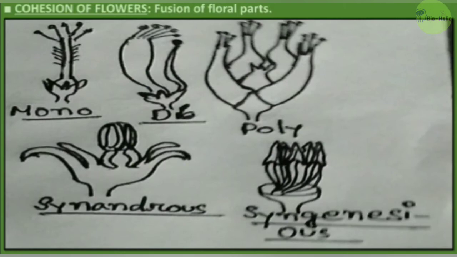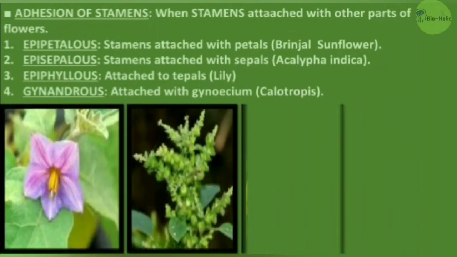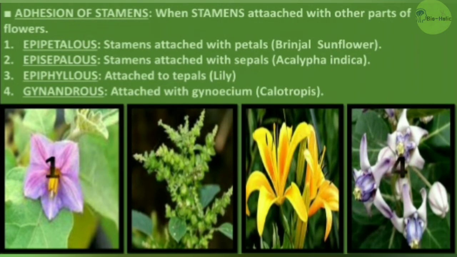This is mono, di, poly, and the synandrous and the syngenesious. Now, adhesion of stamens. When stamens are attached with other parts of flowers, this is called as adhesion of stamens. This can be of four types: the epipetalous, the episepalous, the epiphyllous, and the gynandrous. These are the examples.